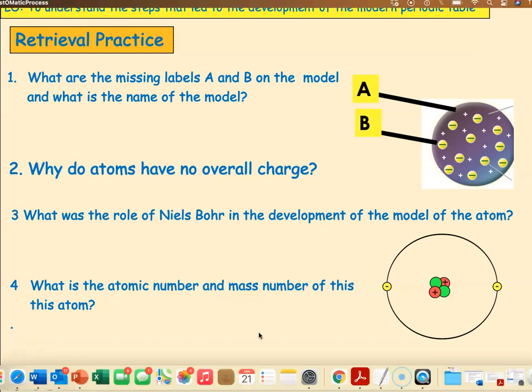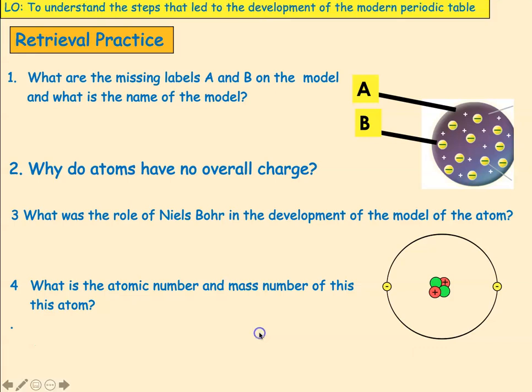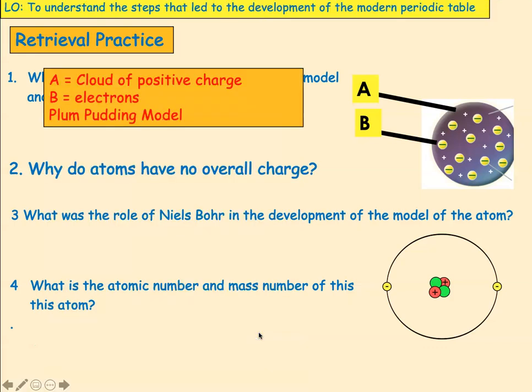Okay, welcome back. What are the missing labels A and B on the model? And what is the name of the model? Well, A is a cloud of positive charge. B are electrons, and the model name is the plum pudding model.